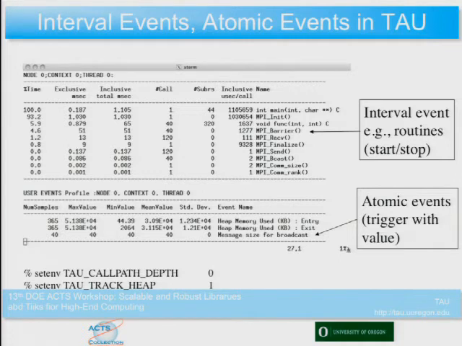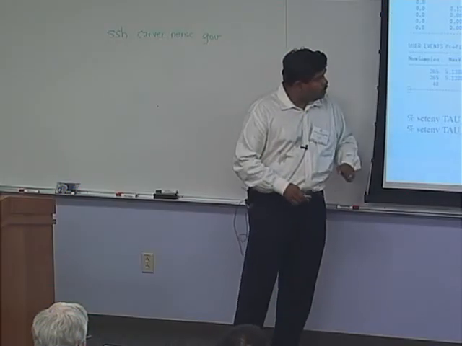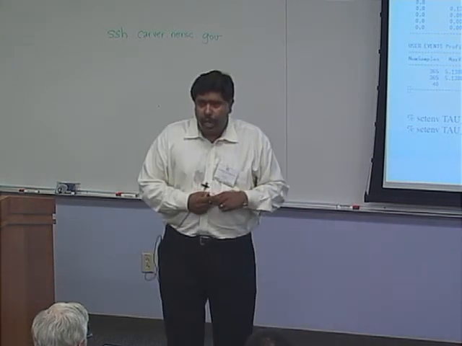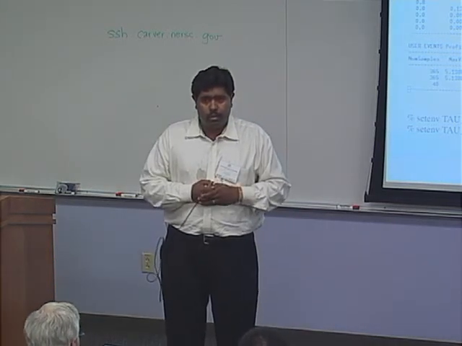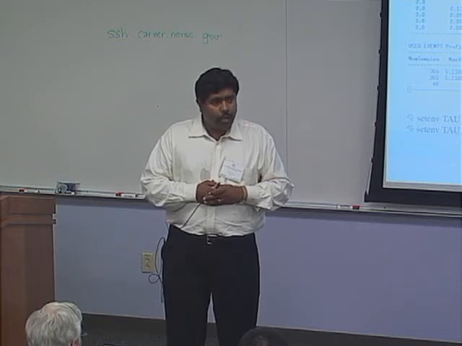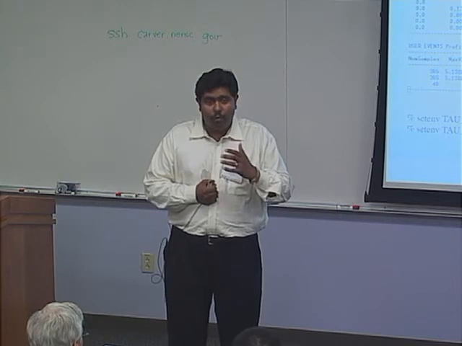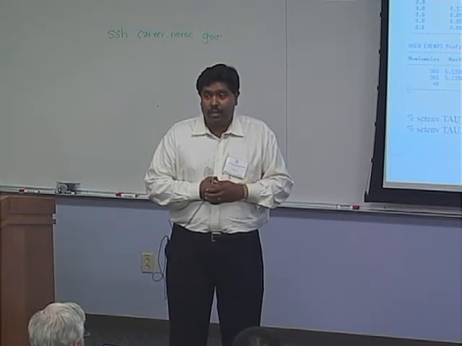There were so many samples that we collected, or the size of message for the broadcast from minima to maxima. So there are two distinct types of things that we are doing here. These are the atomic events, those are the interval events. Okay, we are looking at the extent of variation, and you see the name of that event. It says heap memory used at the entry of any function. Now it would be nice if we could actually identify which function, right?